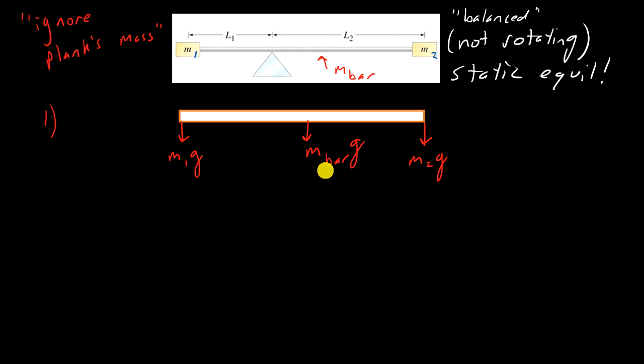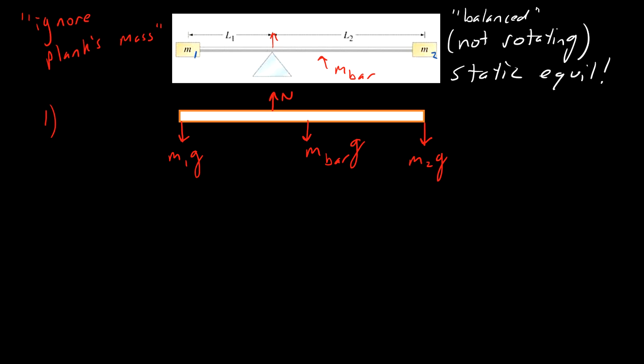Are there any other forces? There is. If this is a teeter-totter, there must be some normal force from the teeter-totter itself. So right there, it must be applying some upward force, which we normally call the normal force. Okay, those are all the forces acting on it.